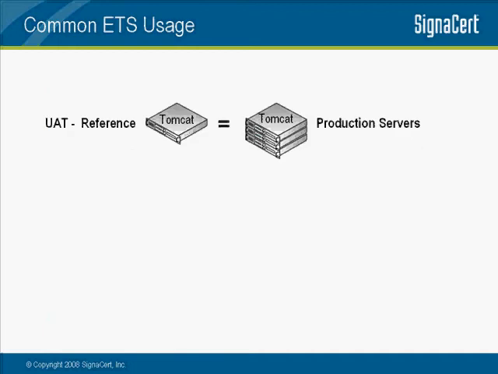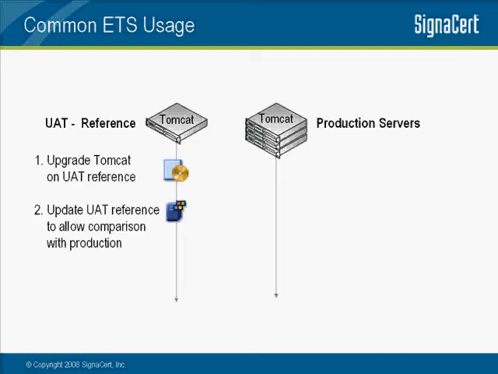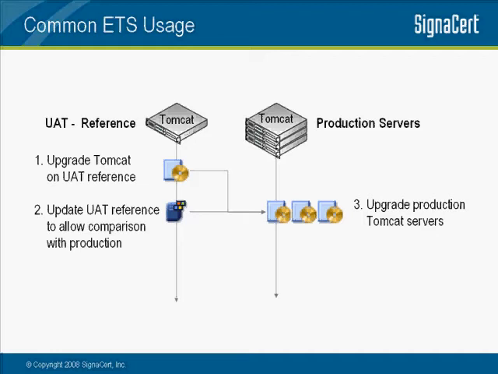For our demonstration, we'll compare 3 production servers running Tomcat with a user acceptance test server. First, we apply the desired Tomcat upgrade to the UAT server and verify it with ETS to confirm success. Next, we'll update the snapshot for devices of this type, both UAT and production servers, so we can compare our production devices with the upgraded UAT server. Then we'll update the production servers and verify them to look for any deviations.